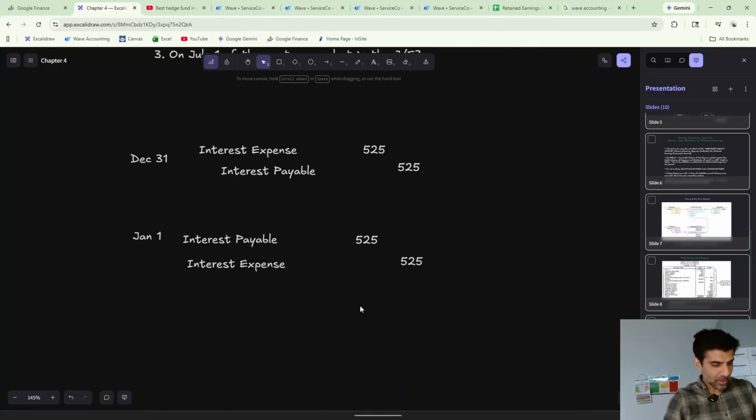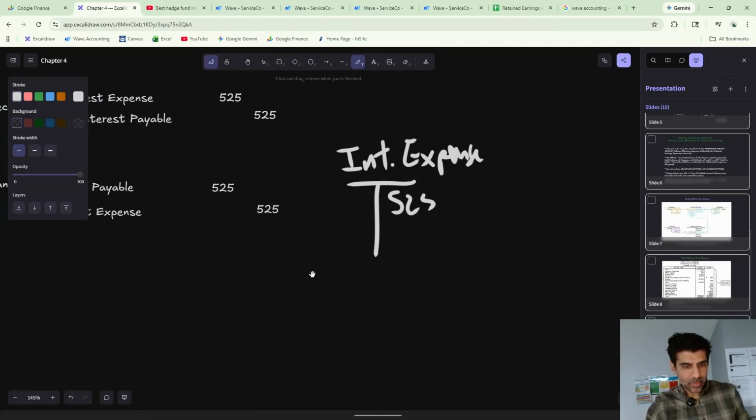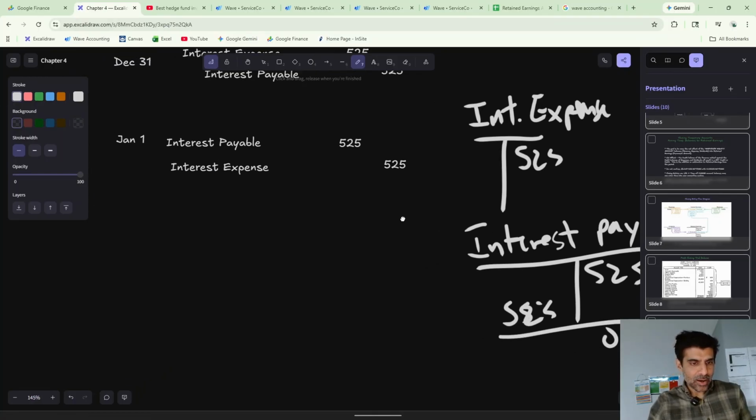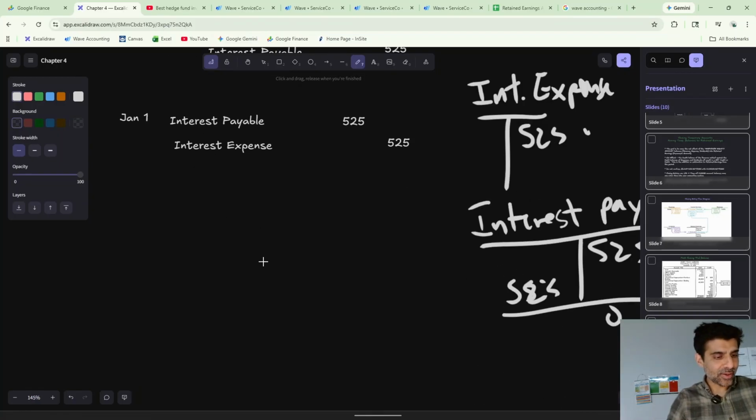What that's going to do is now my interest expense is going to have 525 here. And then my interest payable had 525, it got debited 525, and it's now zeroed out. So I again have this weird thing going on here, but it's going to get fixed when I pay off the loan.